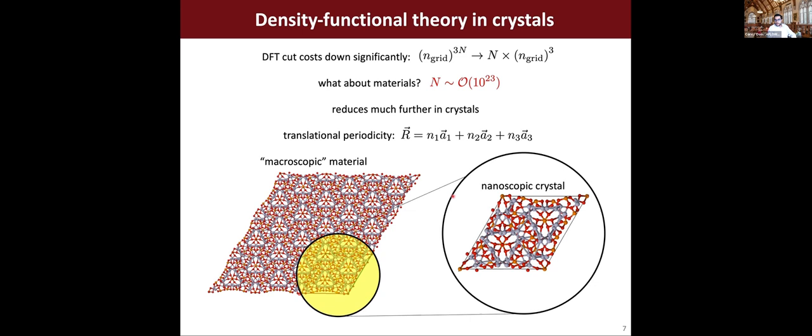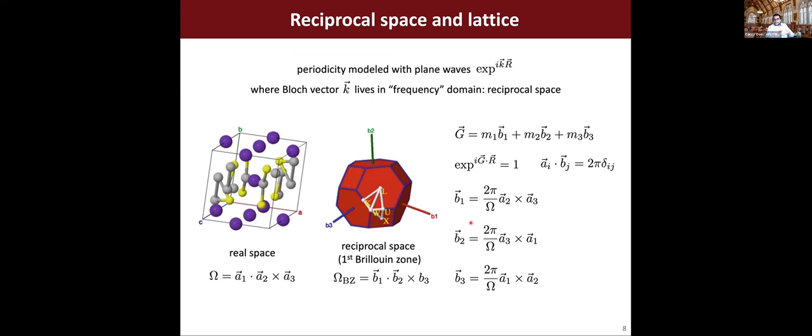So the idea here is very important. We need to have translational periodicity, which means that this basic unit is repeated in three dimensions, in all three dimensions. So we have something that has a repeating unit, and it repeats in three dimensions. Whenever you hear that something repeats, I want you to think of the Fourier transform, okay?